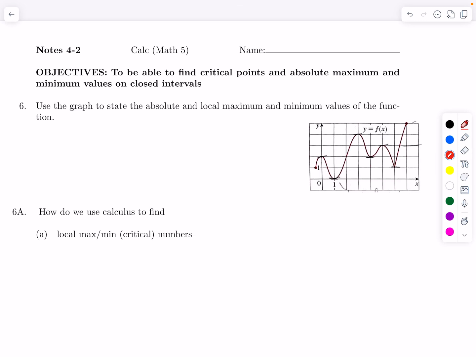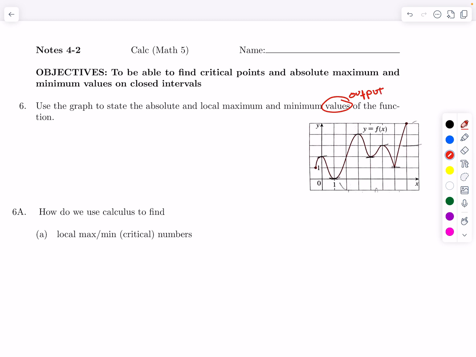Okay, so what are absolute and local max and mins? Absolute max and mins happen only on a closed interval, and it is whichever point is the highest and whichever point is the lowest, and value means output.